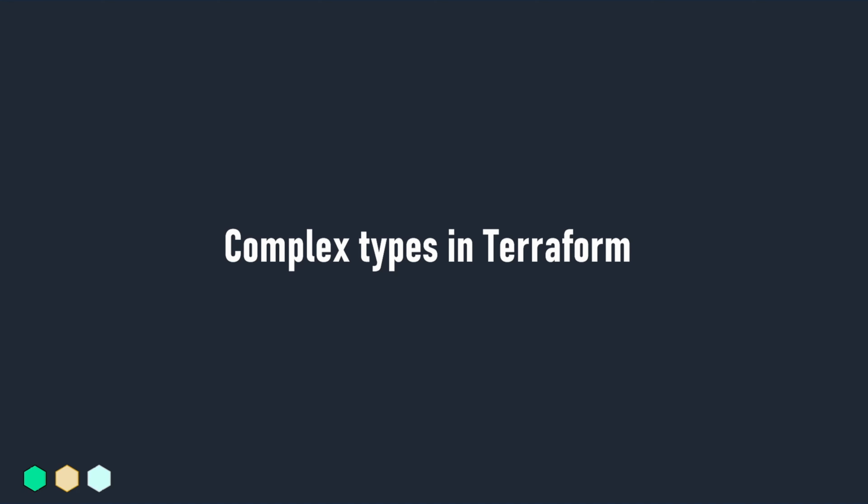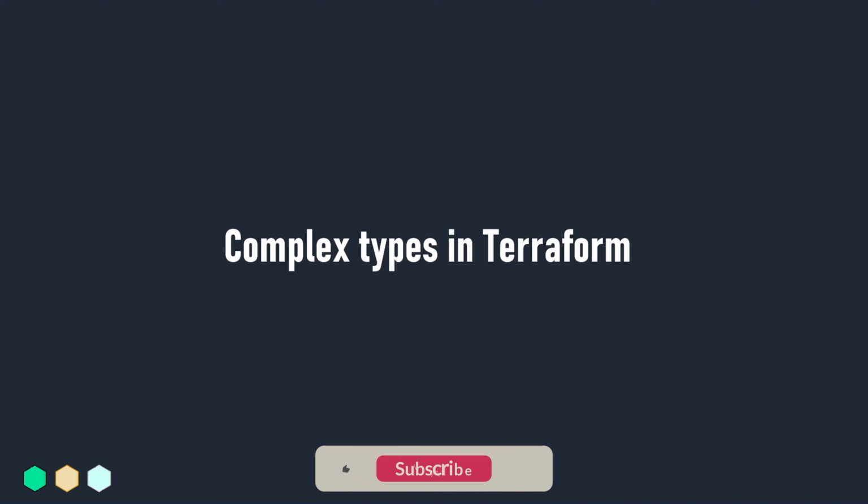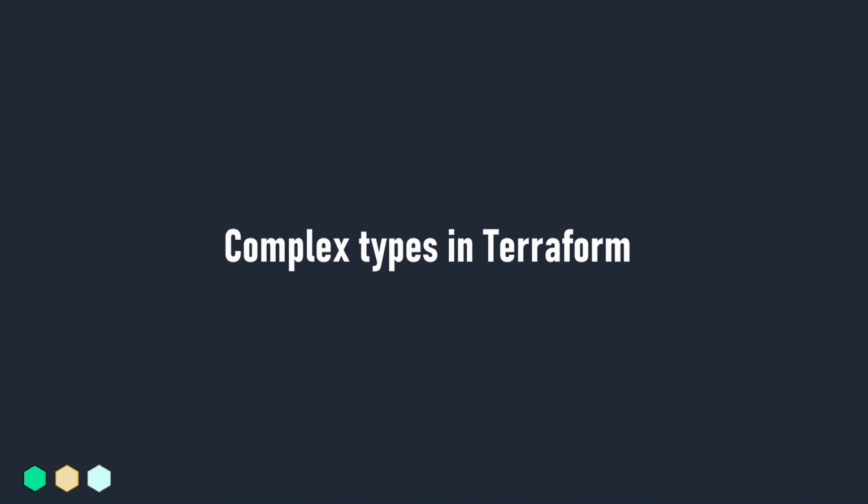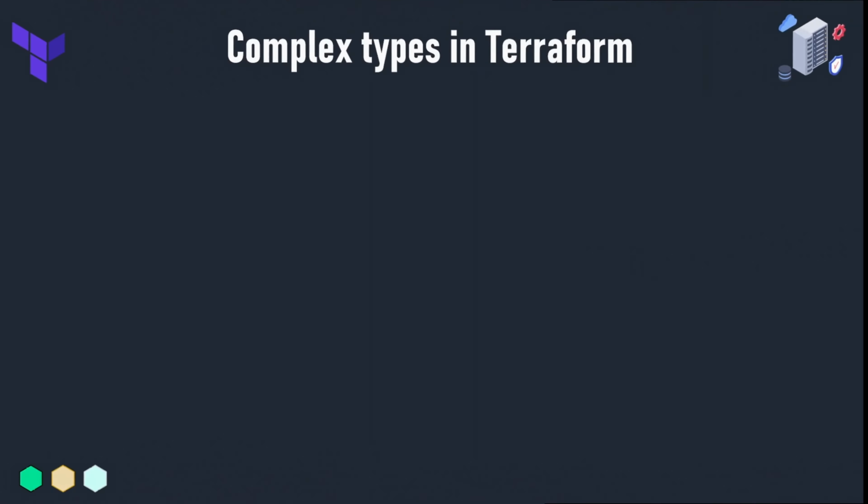In this lecture, we will discuss the complex types, also known as collection types, that we have in Terraform. These types will allow you to group multiple values of the same or different types within a single variable. We will discuss first of all the list type.